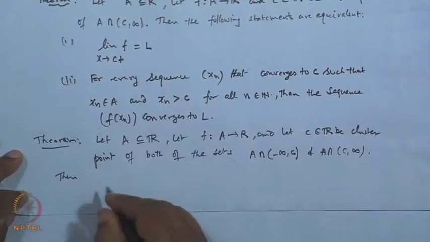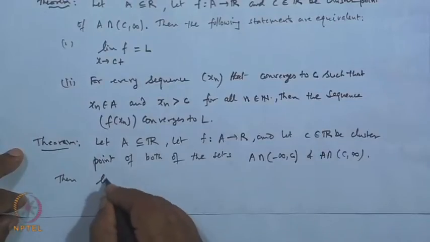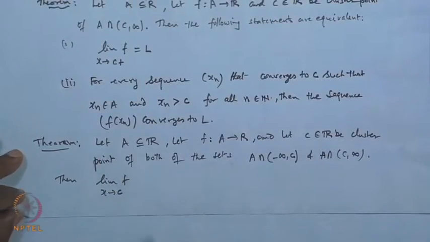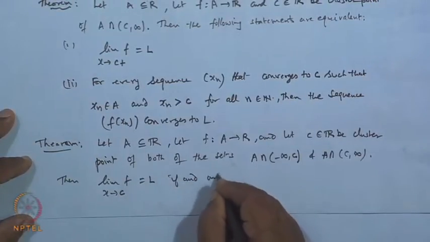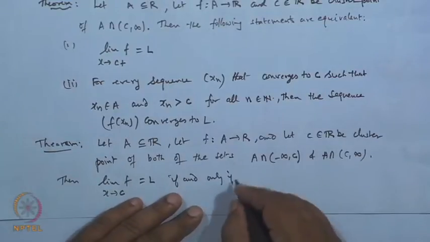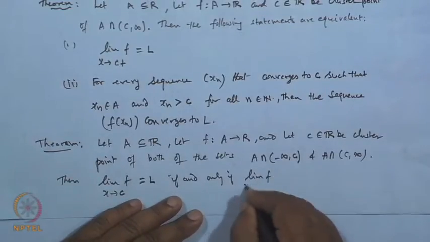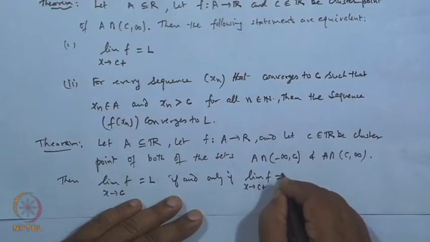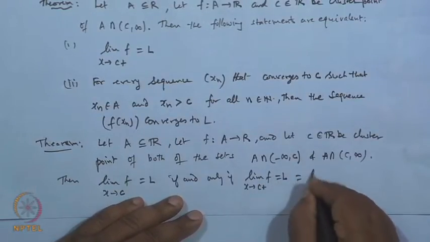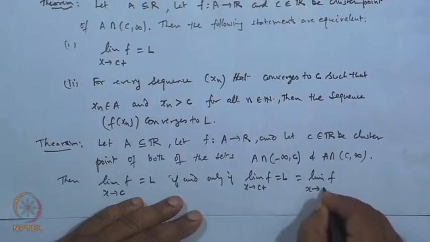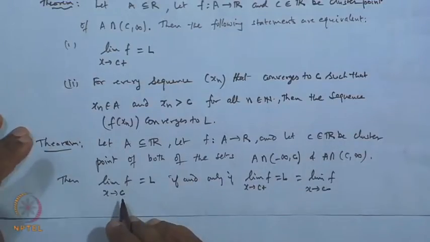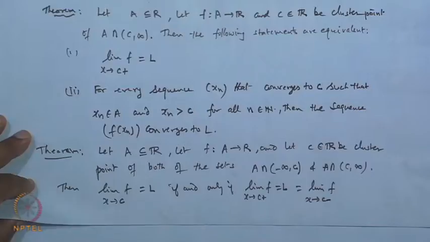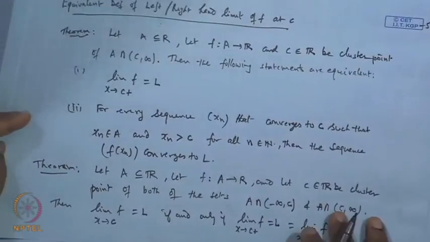Then the limit of the function f as x tends to c exists and is equal to L if and only if the right hand limit of f is L, which is the same as the left hand limit of the function f at c. If both the limits coincide and are equal to L, then we say the limit of the function exists and is equal to L. Okay. So, this will be the definition for this.